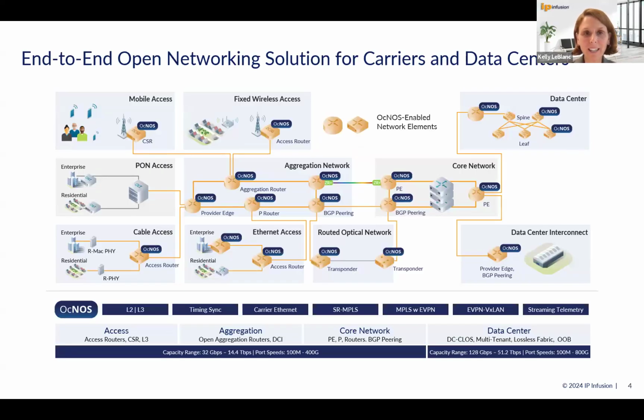So as you can see here, it's the same OcNOS software that provides network disaggregation for service provider and data center use cases. We provide a single SKU for each of these use cases, from access to aggregation to core networks to data centers. And our software scales from 32 gigabits per second all the way up to over 50 terabits per second using the same OcNOS software.